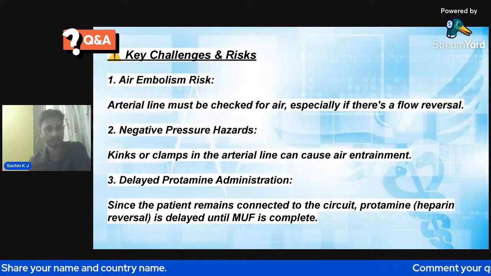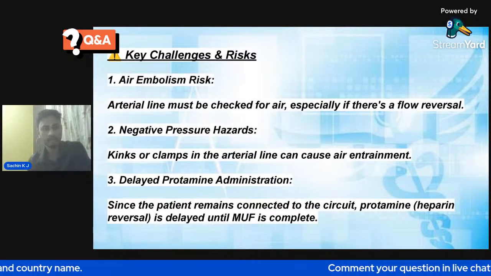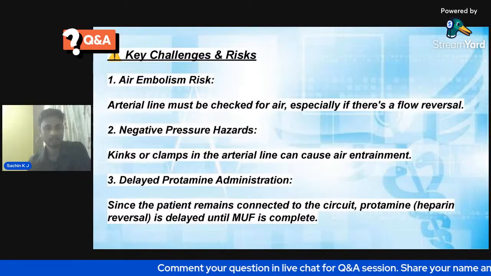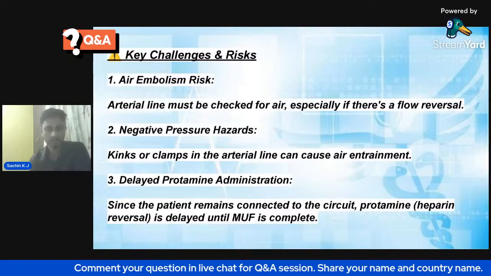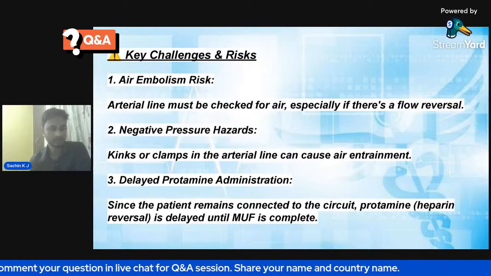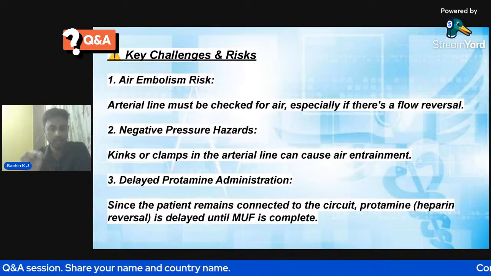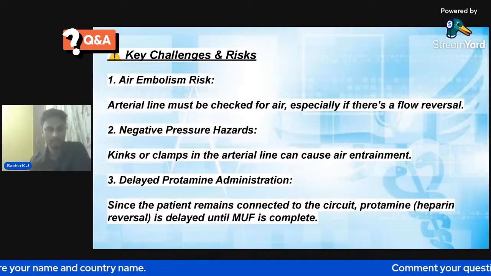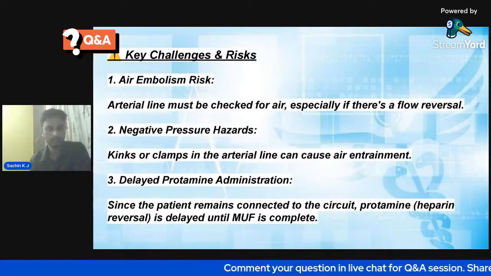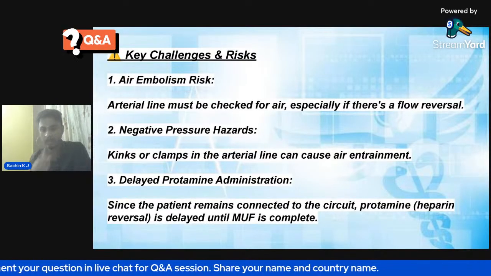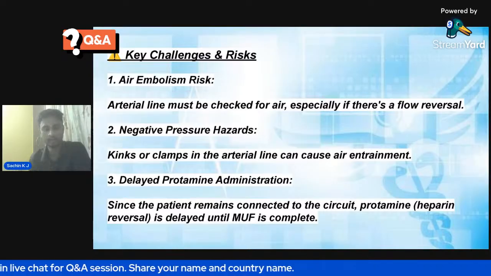Next one, sir. Key challenges and risks. Air embolism risk. The arterial line must be checked for air. What are the key challenges? While starting MUF, we need to check the arterial and venous lines. They should be clear. If any air is there, it is a risk. Air embolism risk is there, and negative pressure as well. Kinks or clamps in the arterial line can cause air entrainment.